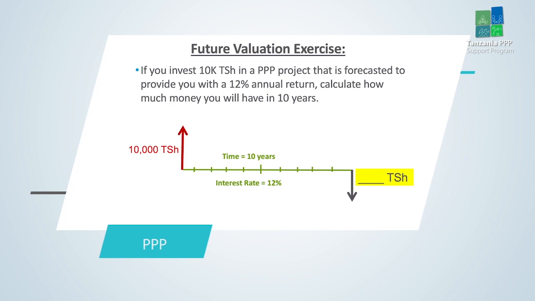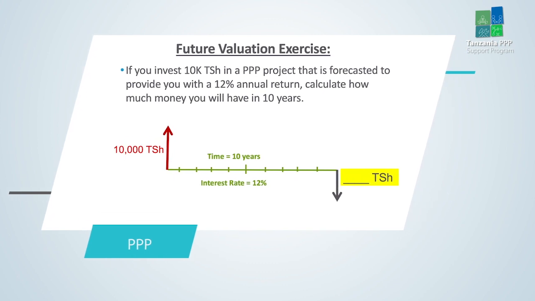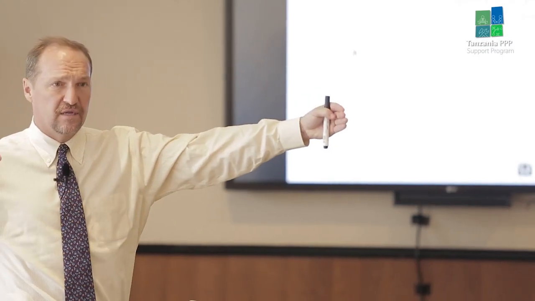If we have 10,000 shillings, and now we're not doing it for 1 or 2 years, but 10 years, and giving you an interest rate of 12%, how much would you guess, approximately? What does your gut tell you? How much do you intuitively think you would have at the end of 10 years? Do you think it would double? Do you think we'd have 20,000 in 10 years? Do you think it'd be more than double?